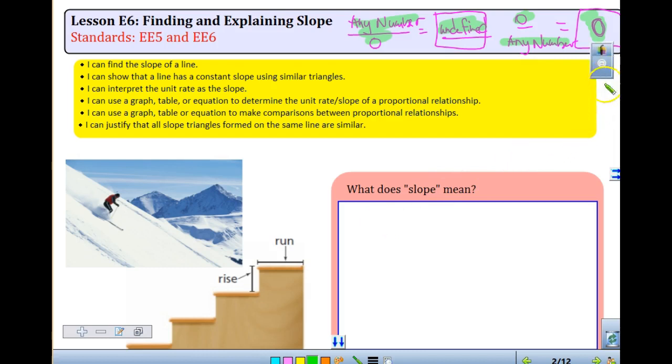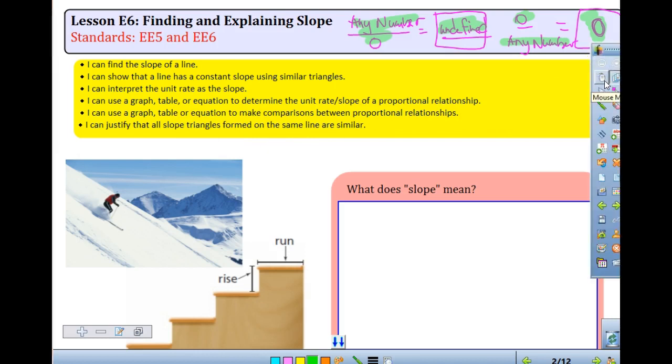Okay? So if we are taking a look at some of our I can statements, we can find the slope of a line, we're going to do that. We can construct similar triangles. We're going to make two triangles that are similar. Similar means same size, different shapes. Okay. We're going to talk about unit rate in relation with slope. We've already been doing that. We're going to find our unit rate and slope of proportional relationships. We're going to use a graph, table, and equation as we look at those.